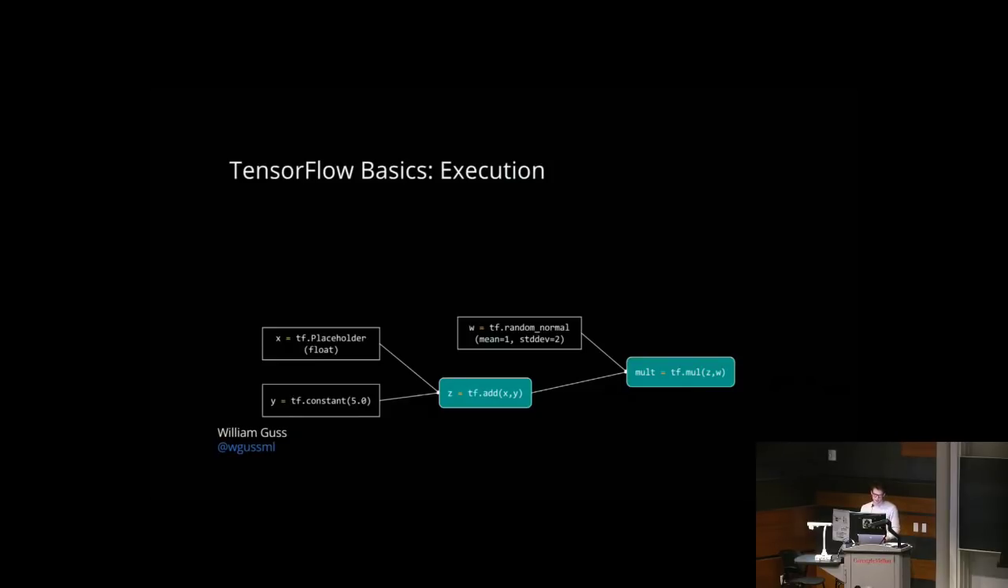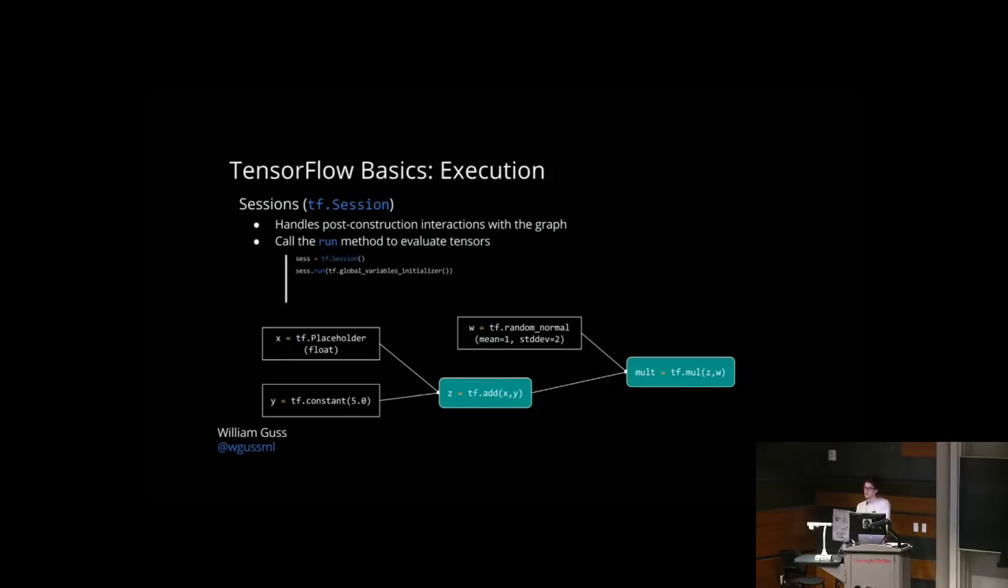So here's our computation graph. And the core of execution is this thing called a TensorFlow session. So we've built the graph, 4 lines of code, or 5 now. And so sessions basically handle all post-construction interactions with the graph. So if I wanted to feed a value into the placeholder, if I wanted to see what value z had after I fed like 7 in, et cetera, the session will handle that. So we're going to call this run method of the session to evaluate tensors, and it kind of looks like this. So we make a session.